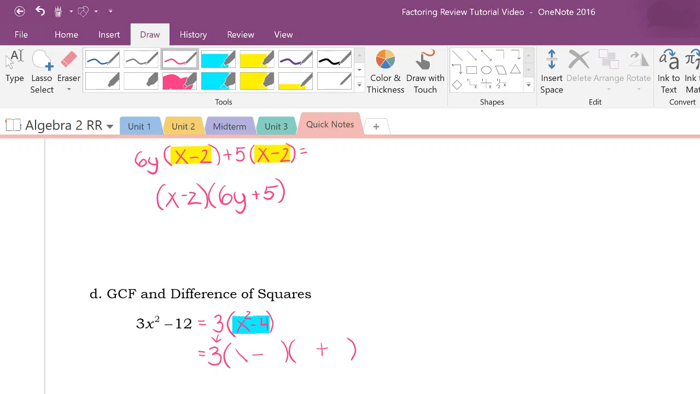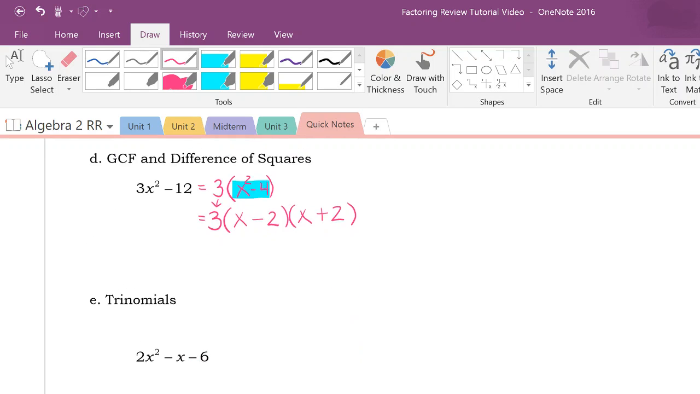X squared is made by multiplying x times x. 4 is made by multiplying 2 times 2. Since this is the difference of squares pattern, I'm looking to use the number that's the perfect square. What makes 4 a perfect square? The number 2, because 2 squared is 4. What makes x squared a perfect square? X, because x times x is x squared. And that's my final factored form.